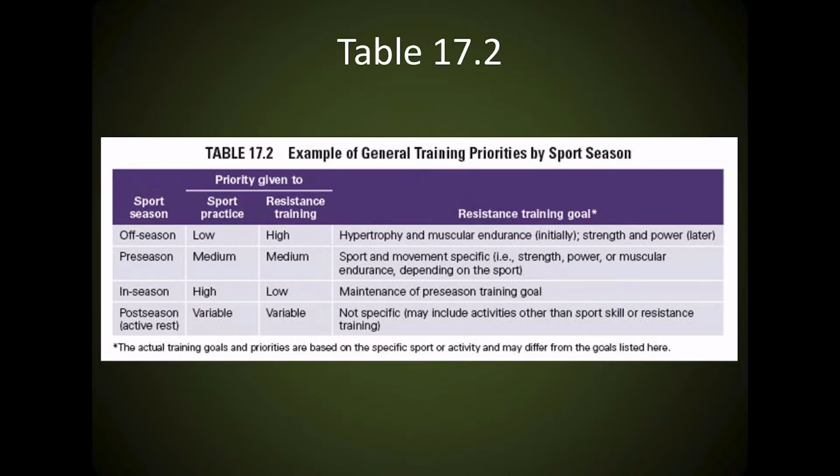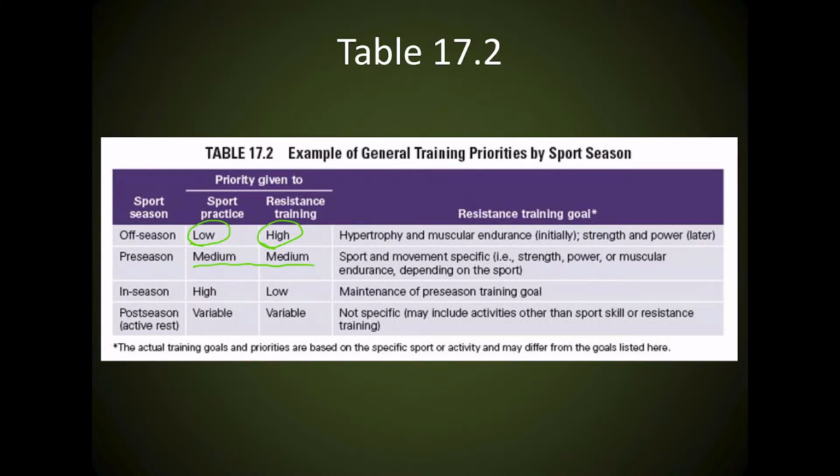So in the off season, if you can see here, we're going to have a low training sport practice, and the resistance training is going to be high. So there's a lot of time that's going to be dedicated to that resistance training. In the preseason, we're about the same.